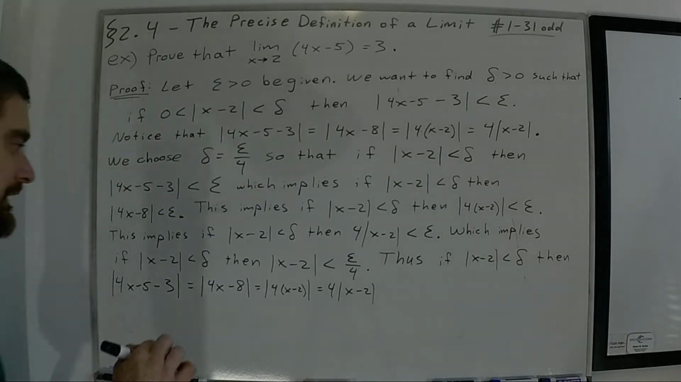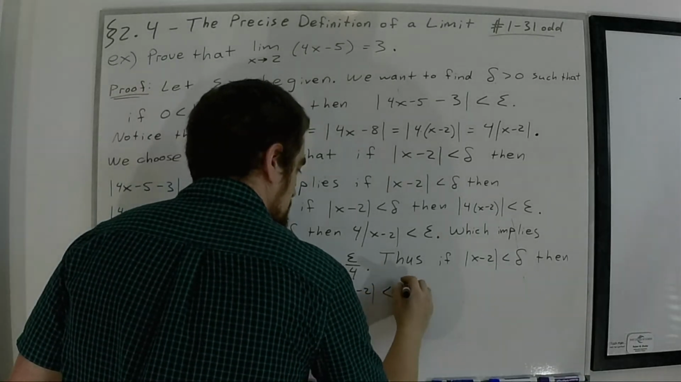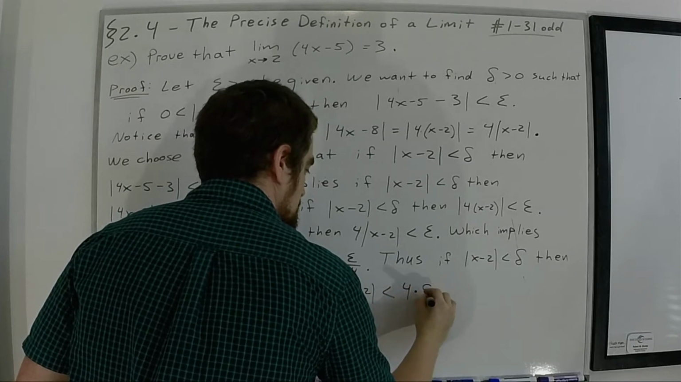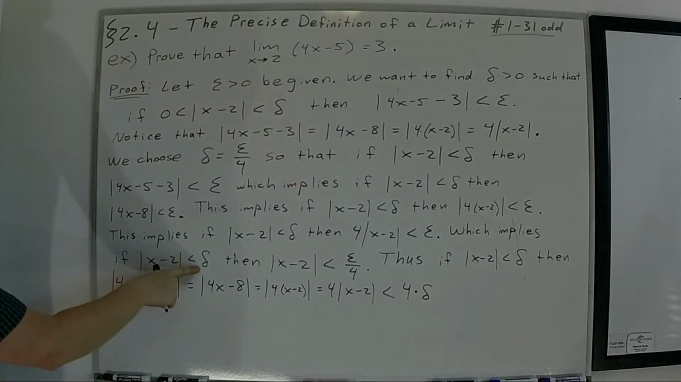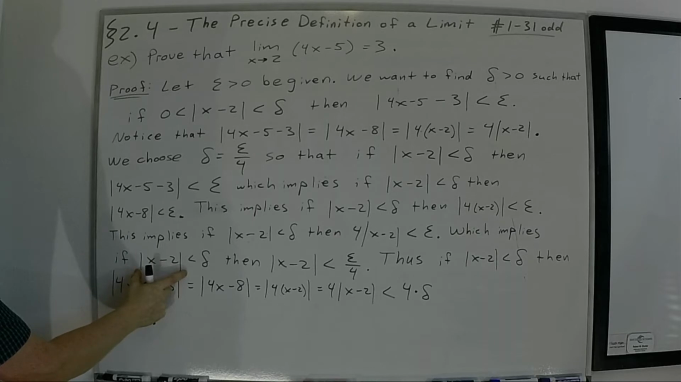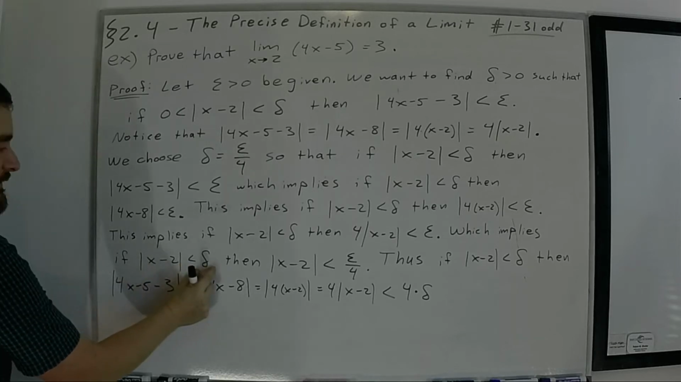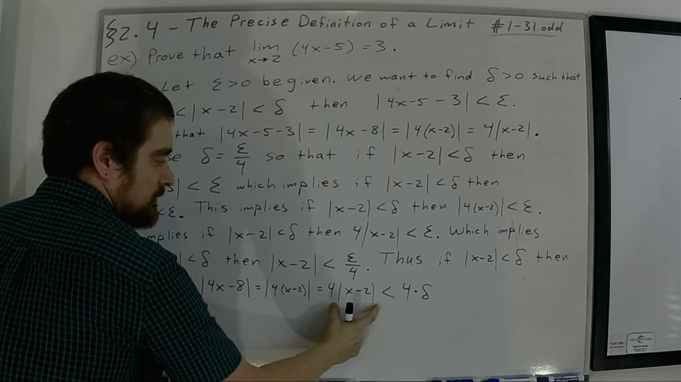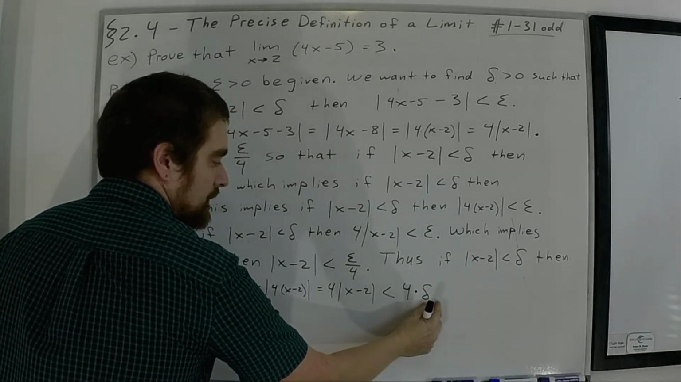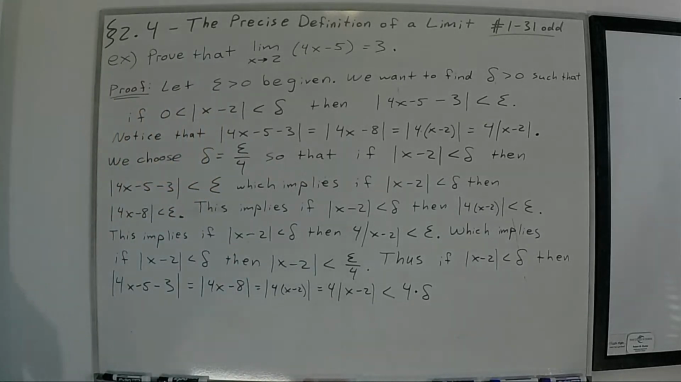That must be less than 4 times delta. Why? Because delta is larger than the absolute value of x minus 2. Right? So this absolute value of x minus 2 is just some number, and it's a positive number because I'm taking its absolute value, which means delta is a little bit bigger. So now when I replace the absolute value of x minus 2 with something a little bit larger, then I get to use this inequality.